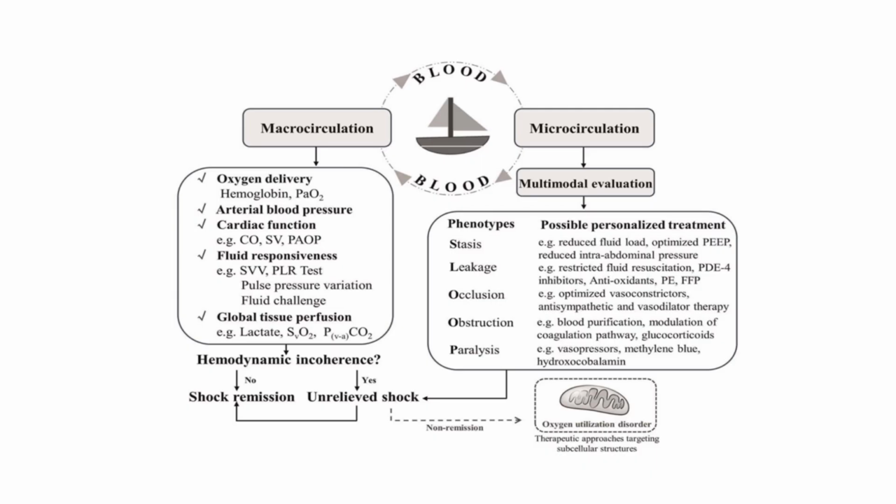If the answer is yes, the patient progresses to shock remission. But if the answer is no, despite apparently normal macrocirculatory values, the patient remains in unrelieved shock. This situation defines hemodynamic incoherence. At this point, we must shift our focus to the microcirculation, shown on the right side. Using a multimodal evaluation, we assess tissue-level perfusion and identify specific pathophysiological phenotypes. These include stasis, where blood flow is sluggish or stagnant.